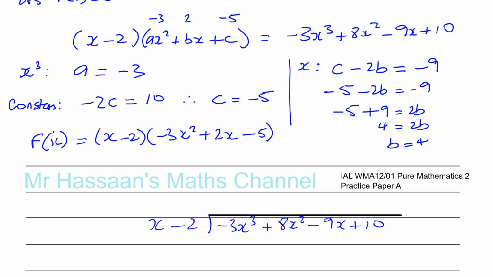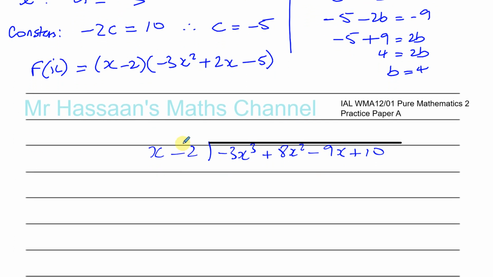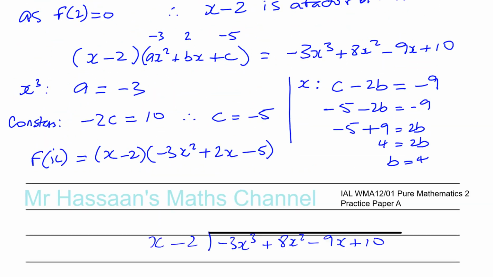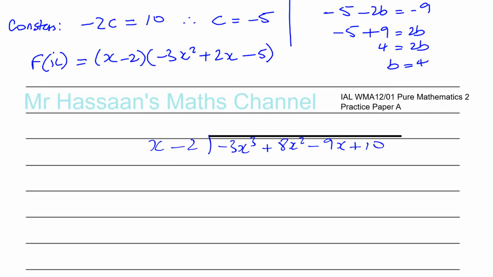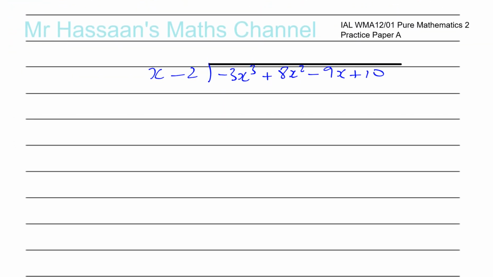Okay, now if I divide this by that, and I know x minus 2 for sure is a factor, I will get a remainder of 0, and what will be left up here is the factor, which should turn out to be the same as this. So I'm just going to show you another method. Some people prefer this method where you compare the coefficients. Some people prefer this method where you do long division, algebraic long division.